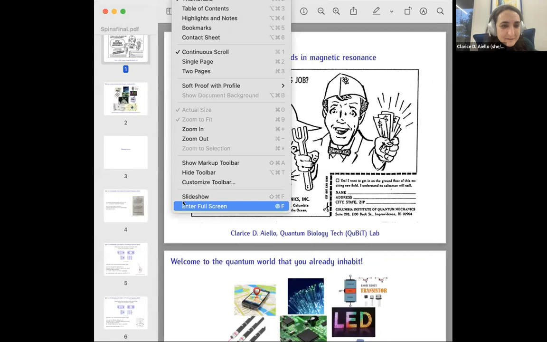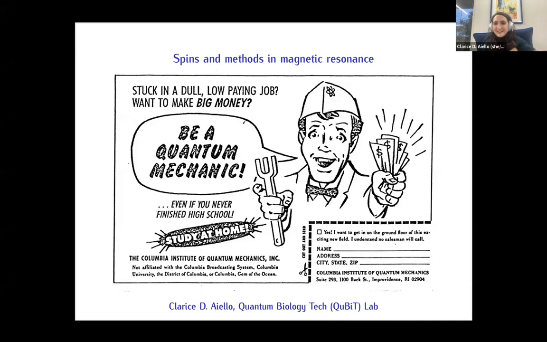Here, slideshow. Awesome. Okay, so today there's a lot to learn about spins, okay? And why spins, what are spins? Why are spins important? And I hope I'll have time to talk a little bit about how spins appear in the context of quantum biology, right?